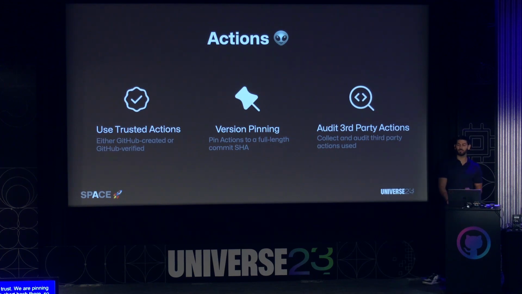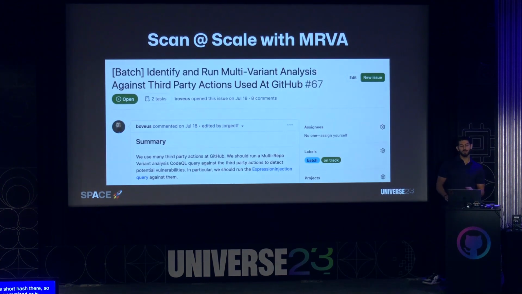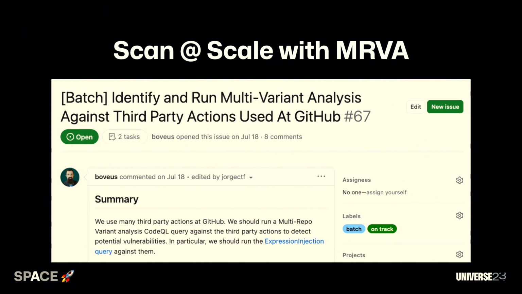Let's understand what it means to trust but verify. We had an internal effort where we wanted to understand what third-party actions are used internally. And once we were done with that, we decided to scan the code of those actions to point out potential vulnerabilities. We did that through CodeQL. CodeQL stands for Code Query Language, is our SAST tool, the machine behind GitHub Advanced Security. CodeQL has queries that point directly to vulnerabilities.